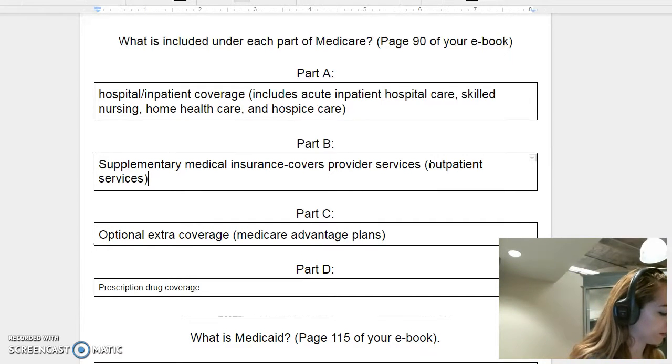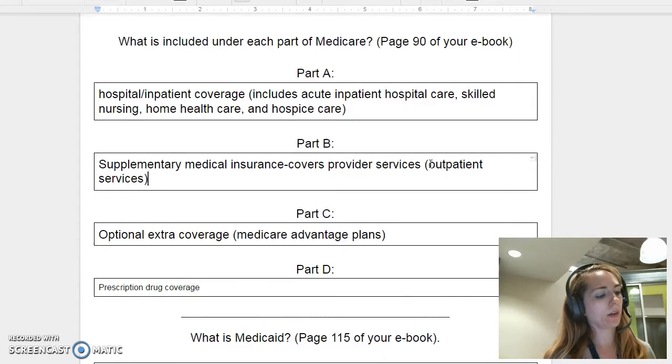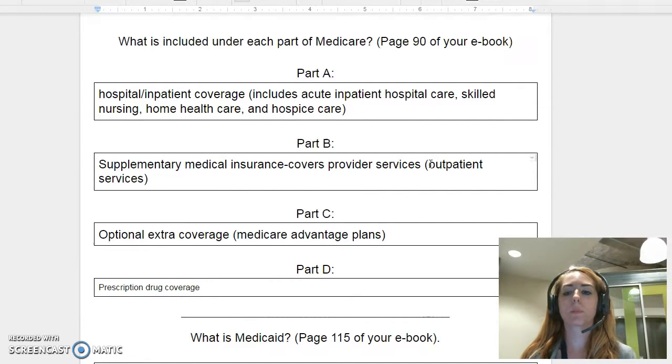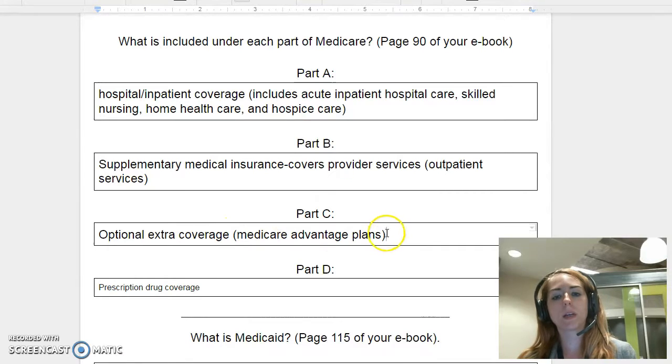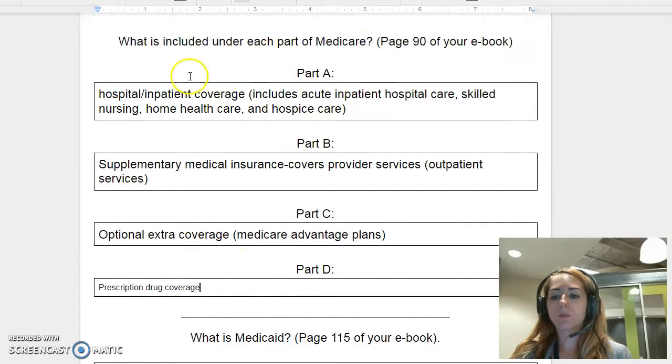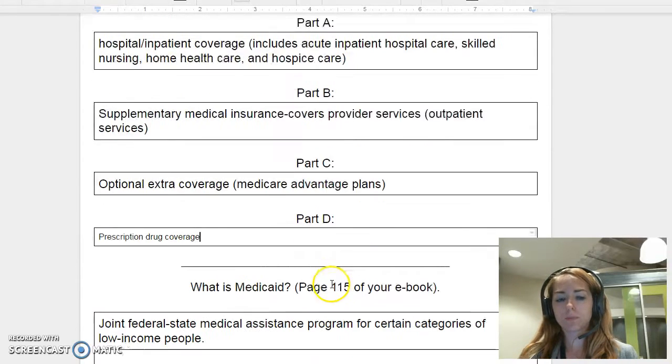And that's on page 90. More specifically, when you look at it in your book for Part B, it says outpatient hospital services, home health care, outpatient speech and physical therapy, and durable medical equipment as well. That's all covered under Part B. Part C is your optional extra coverage, also called Medicare Advantage plans. That's an optional thing that Medicare recipients can take out. And Part D is basically just your prescription drug coverage through Medicare. So that's a brief rundown of Medicare coverage.